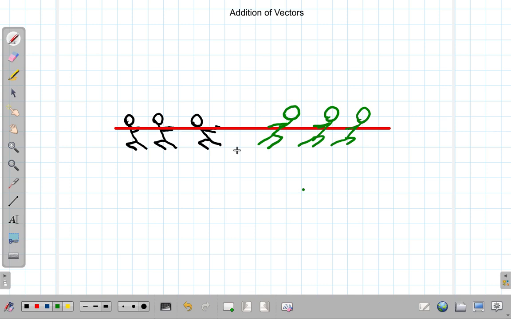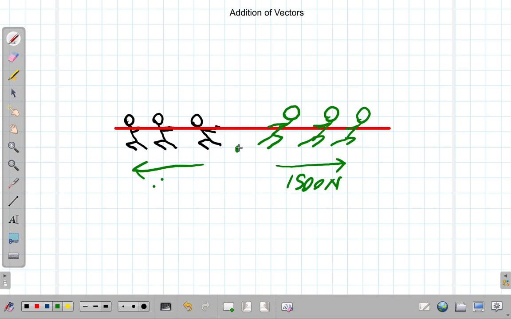Now, the barrier is in the middle, and anyone whose foot comes over the barrier, their team loses this competition. Now, suppose we have the green team pulling to the right with a force of 1,500 newtons, and the red team pulling to the left.